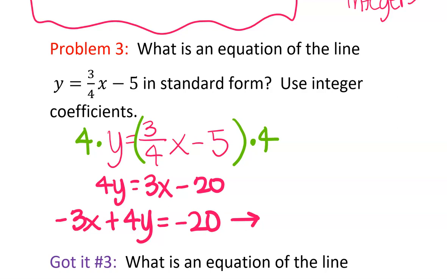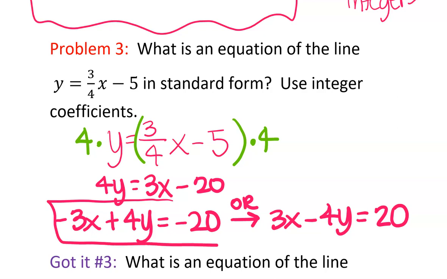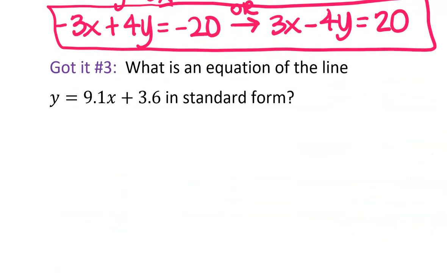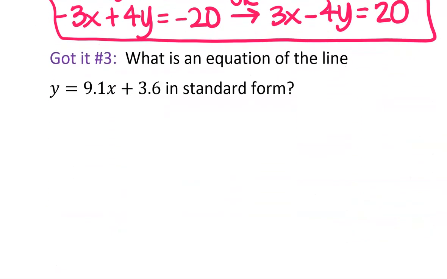If you brought stuff to the right side, I'm going to put an or here, it would be 3x minus 4y equals 20. Basically, it's the flipped signs, so you can have either of these answers, and they would both be fine. Let's practice got it question number 3.